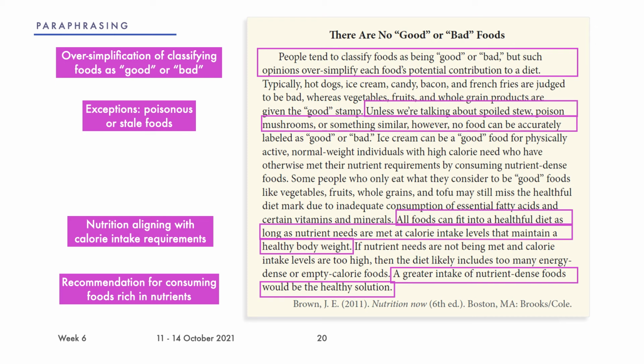And then the concluding sentence would be something like when we have the word solution, perhaps we can say a recommendation for consuming foods rich in nutrients. Okay, a greater intake of nutrient-dense foods. Nutrient-dense, maybe we can paraphrase it by expanding it a little bit. Foods rich or foods that are rich in nutrients.